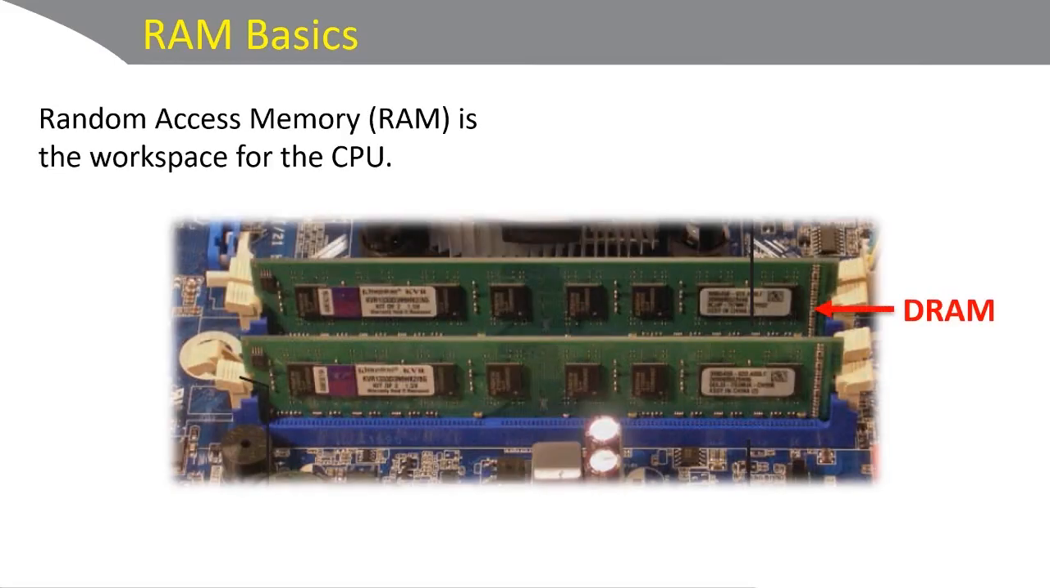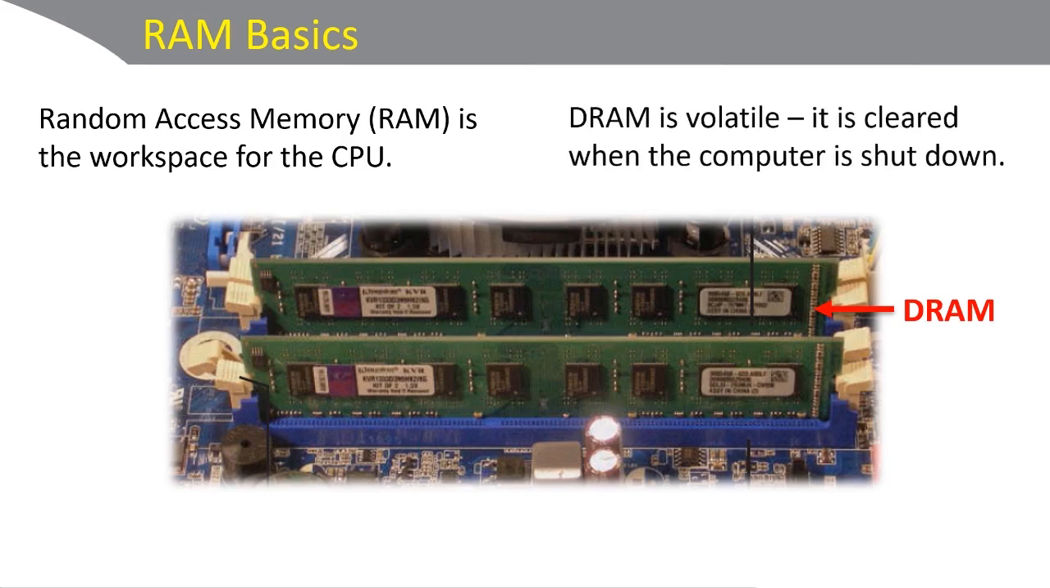Random access memory, or RAM, is the workspace for the CPU. The type of memory that we install is known as dynamic RAM, or DRAM. DRAM is volatile, meaning it does not store its contents after a refresh or a restart. To keep the data after a computer restart, we need to use a hard drive or other long-term storage medium.